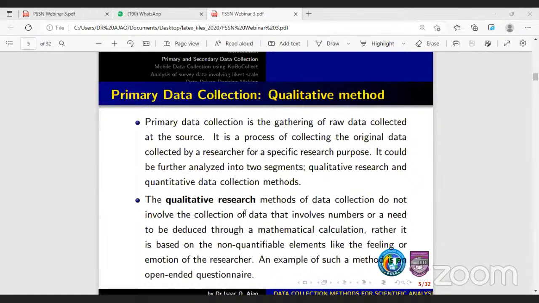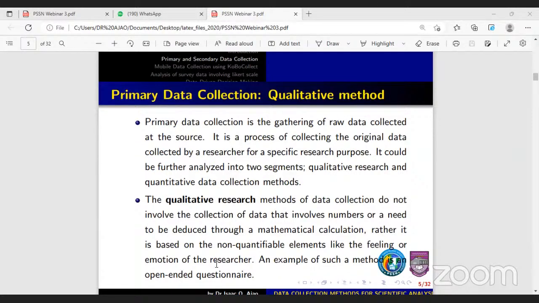So the qualitative research method of data collection does not involve collection of data that involves numbers. You can just look at it and write something that you are getting as your data, not necessarily using proof or measuring with a measuring device. Rather, it is based on non-quantifiable elements like feeling and emotion. To collect data from your kitchen, whether your soup is okay or not, at times you just see it has this, it doesn't have that, whether it has onion. You're already collecting data.